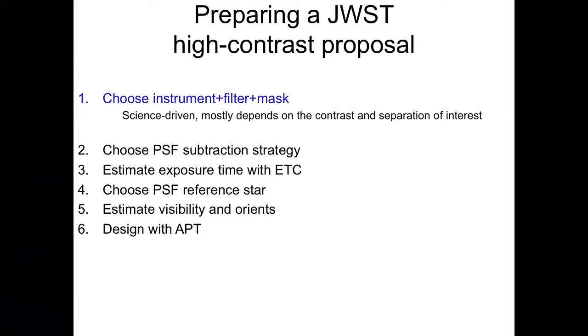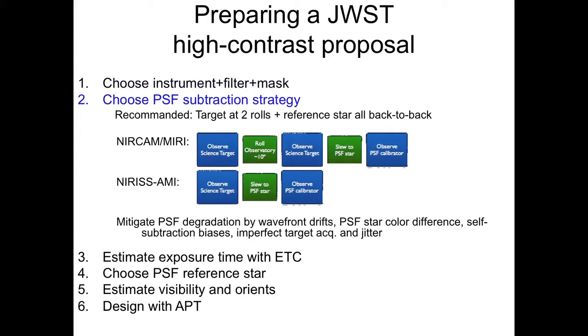Once you have decided which instrument, filter, and mask combination you'll use, you will have to go through the PSF subtraction strategy. So as Rick said, basically the recommended default strategy is to observe your target at 2 position angles, so basically 2 rolls, to do angular differential imaging, and then to observe a reference PSF in a non-interruptible sequence, so all observations back to back, so that you'll be able to do reference differential imaging.